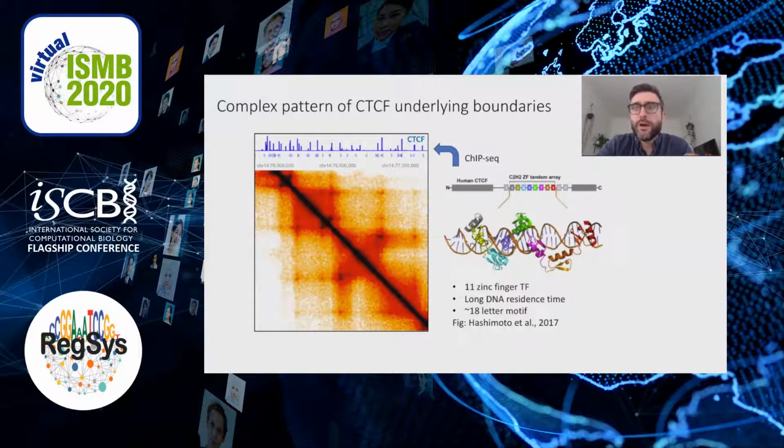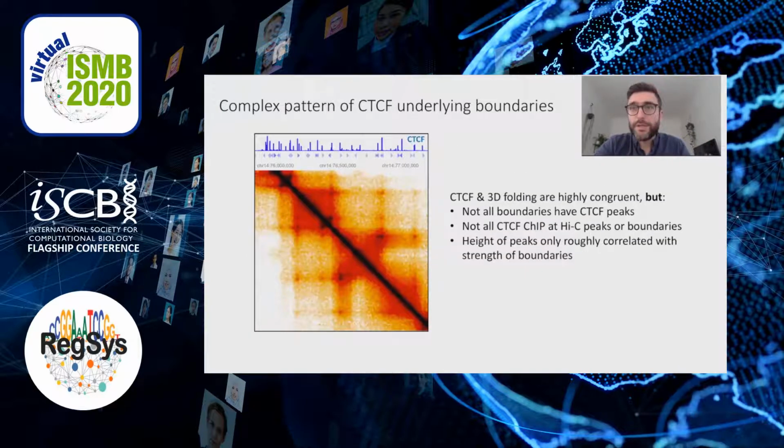Still, how to predict the consequences of perturbing the DNA sequence in any individual CTCF site or other regulatory element on genome folding remains an open challenge. And why? First, not all boundaries have CTCF. Not all sites with CTCF are at the Hi-C peaks or boundaries. And the height of these peaks is only roughly correlated with the strengths of boundaries. For example, these appear to be fairly robust peaks in the ChIP-seq data, but there doesn't appear to be much going on in the Hi-C map below it.